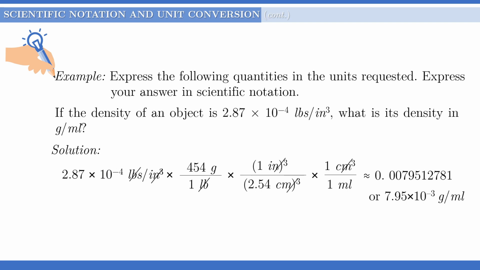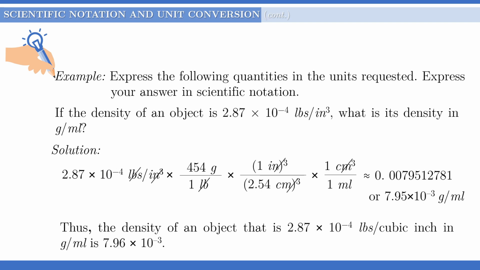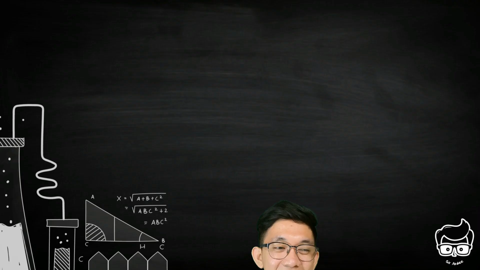79,512,781 billionth of gram per milliliter, or 7.9500 times 10 to the negative 3 gram per milliliter. Thus, the density of an object that is 2.8700 times 10 to the negative 4 pounds per cubic inch in gram per milliliter is 7.96 times 10 to the negative 3 gram per milliliter.